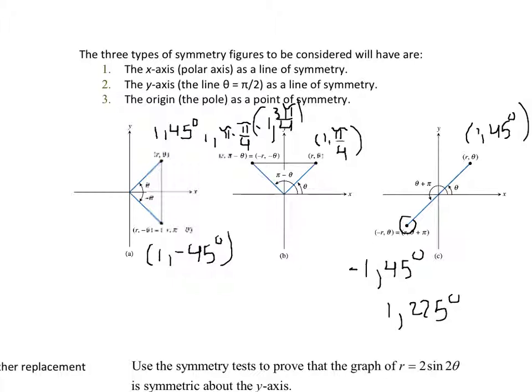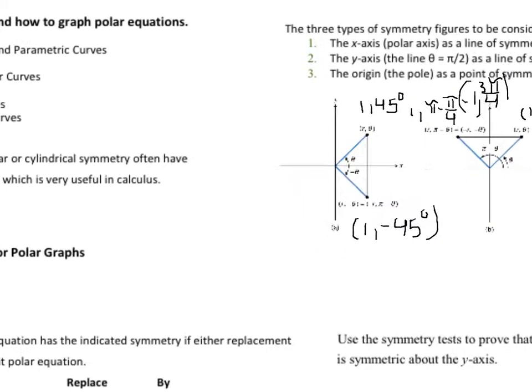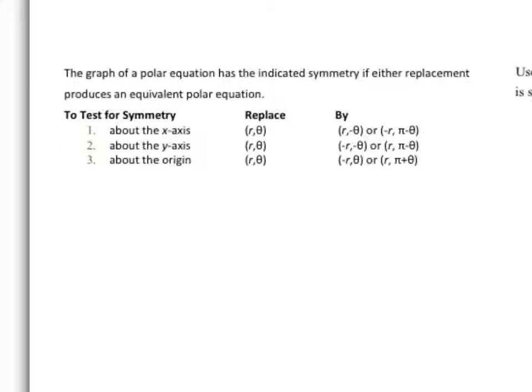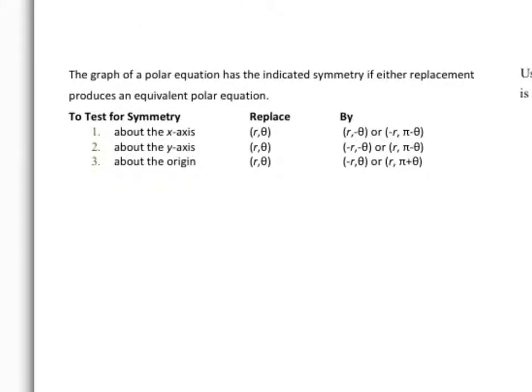Alright, so let's look at the next steps here. Symmetry tests for polar graphs. Okay. To test if something is symmetric about the x-axis, replace (r, theta) with (r, negative theta), or (negative r, pi minus theta). About the y-axis, replace (r, theta) with (negative r, negative theta), or (r, pi minus theta). And about the origin, replace (r, theta) with (negative r, theta), or (r, pi plus theta). So whichever one looks easier to do for the problem. So let's take a look at an example of what we have to do here.